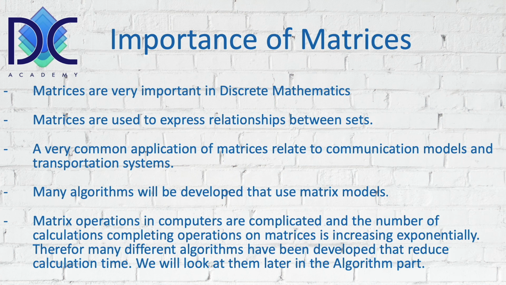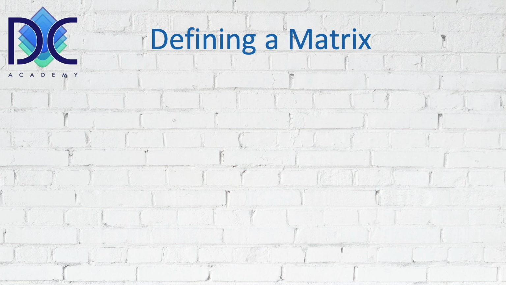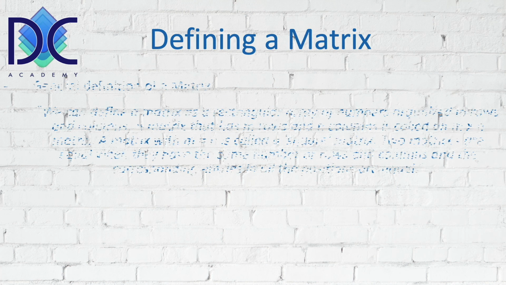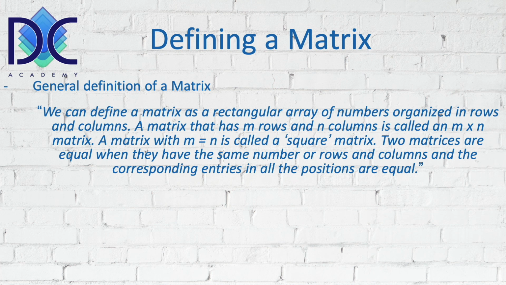We are going here to define what matrices are about. First of all, we have to define what the matrix is. And the general definition of a matrix is in fact a rectangular array of numbers which is organized in rows and columns. An m times n matrix is a matrix that has m rows and n columns. And when the number of rows and columns is the same, we call it a square matrix.